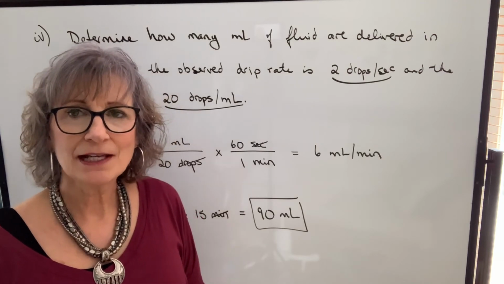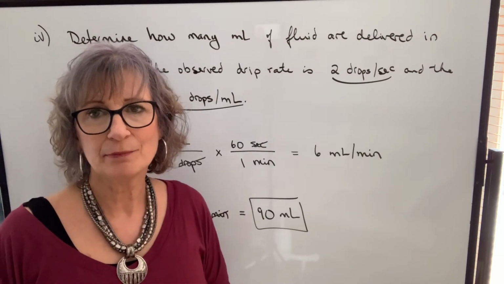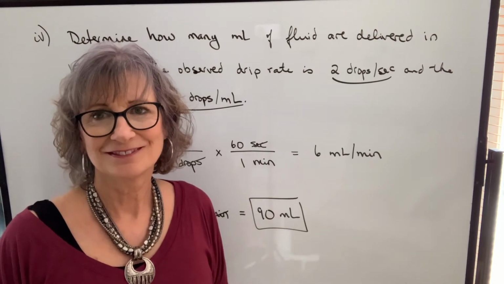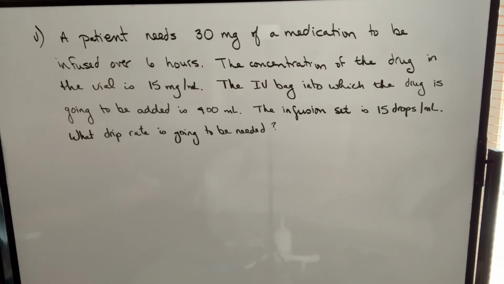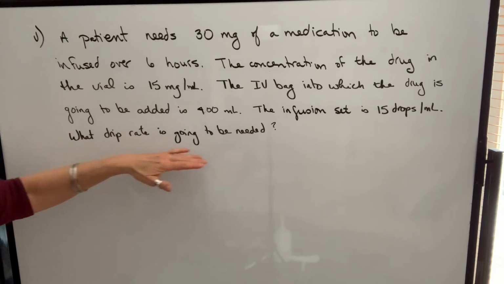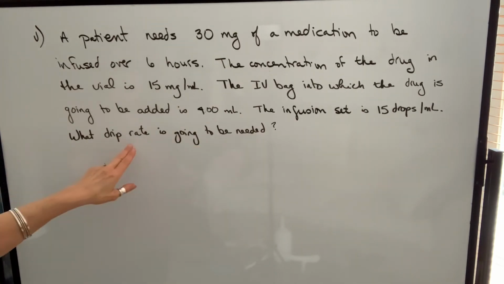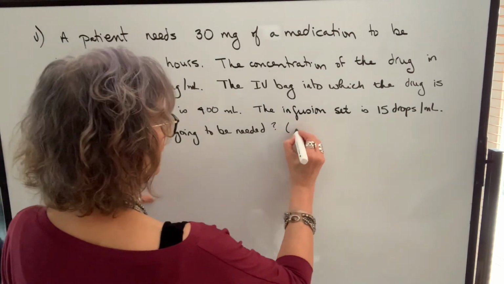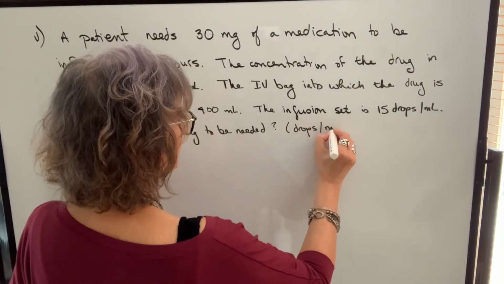Let's take a look at one last example, and in this example we're going to be adding medication to the fluid. Our last example says a patient needs 30 milligrams of a medication to be infused over 6 hours. The concentration of the drug in the vial is 15 milligrams per milliliter. The IV bag into which the drug is going to be added is 400 milliliters. The infusion set that we're going to use is a standard macro drip set, so it's 15 drops per milliliter. And we're asked to find the drip rate, what drip rate is needed. And when we're asked for drip rate, we're finding how many drops per minute.